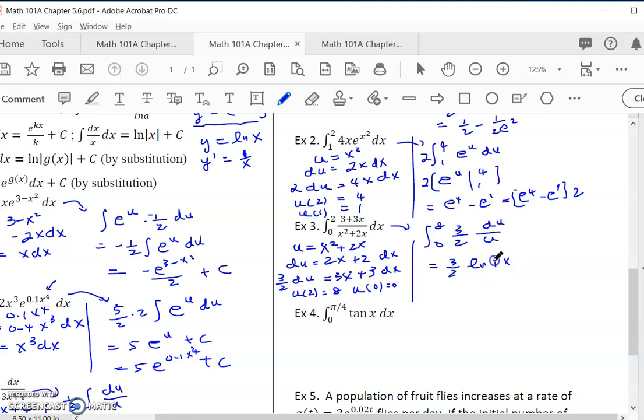Oh no, we don't change it back. Ln u plus c. We don't change it back because we have changed everything already. So 3 over 2, oh no, plus c, from 0 to 8. 0? Does it work? Ln 0 is undefined, so it's not a very good question.